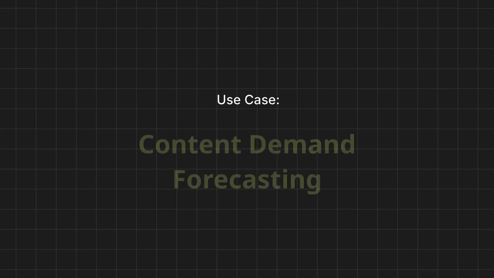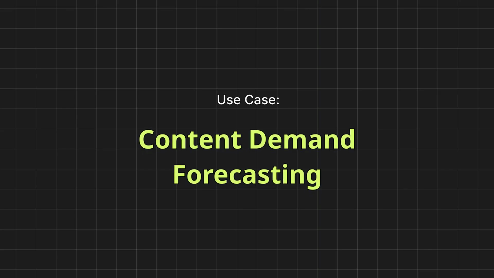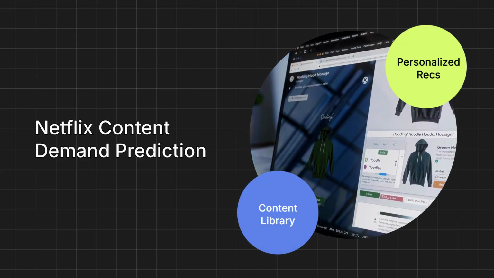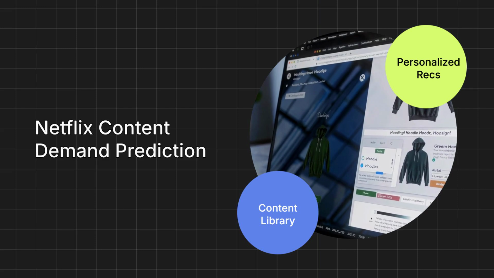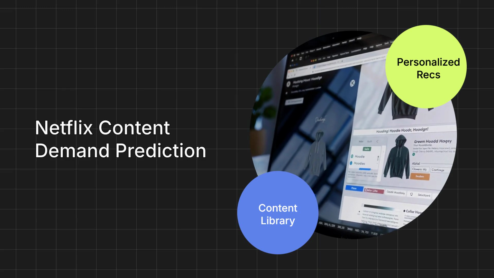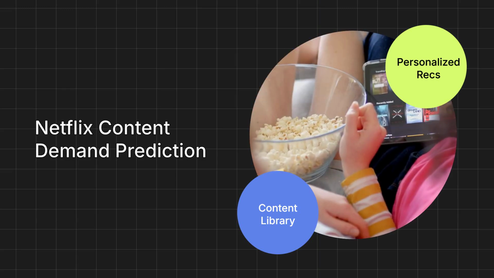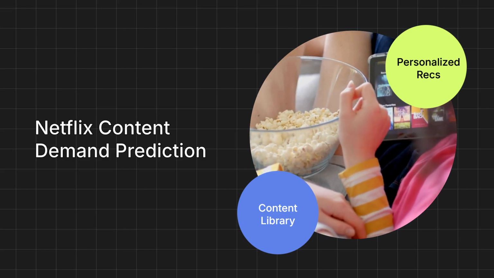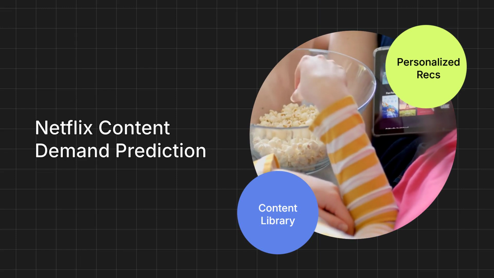Use case: content demand forecasting. Netflix uses LSTM networks to predict the demand for different types of content. By analyzing viewing patterns, user preferences, and seasonal trends, Netflix can make informed decisions about content acquisition and production. This helps optimize their content library and personalize recommendations for users.